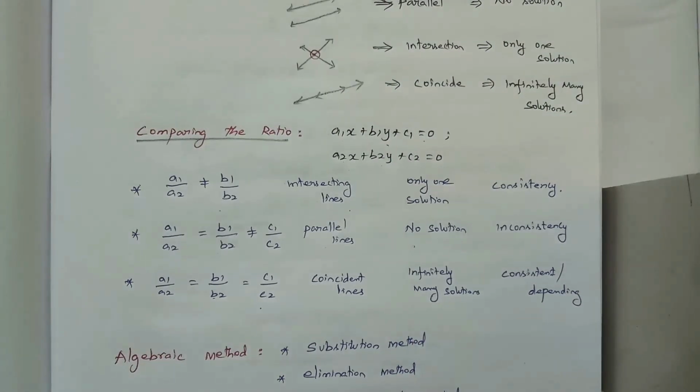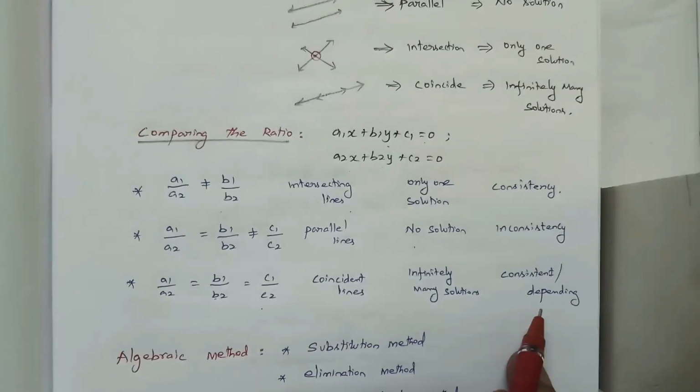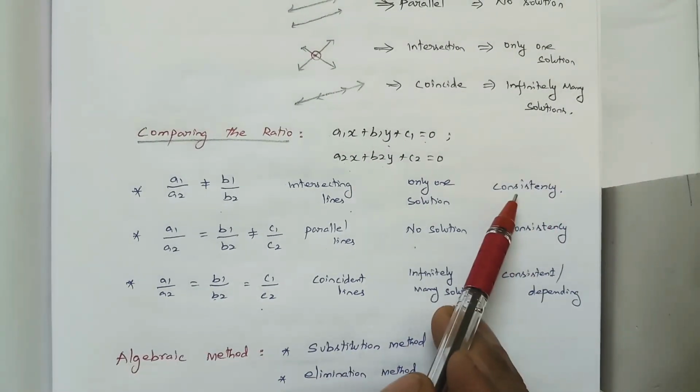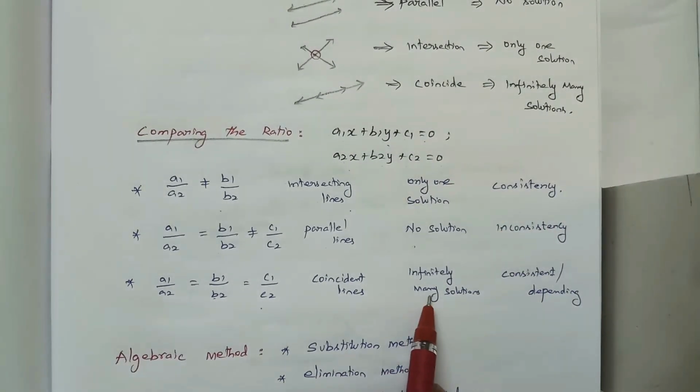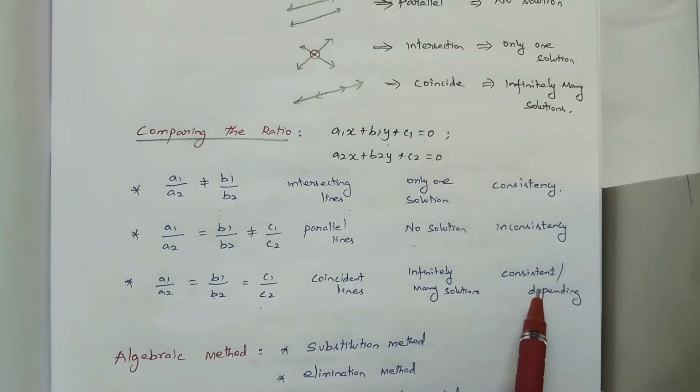It is not just a consistent one, it is a dependent consistent. Consistent means having only one solution, but here there are infinitely many solutions. So each solution is dependent. That's why we call it dependent consistent.